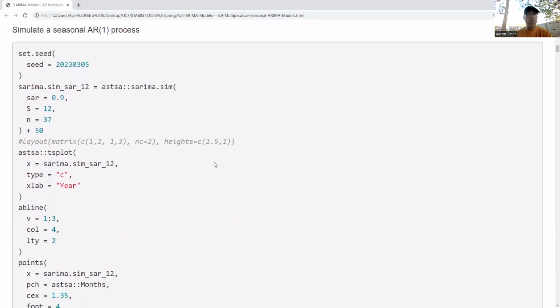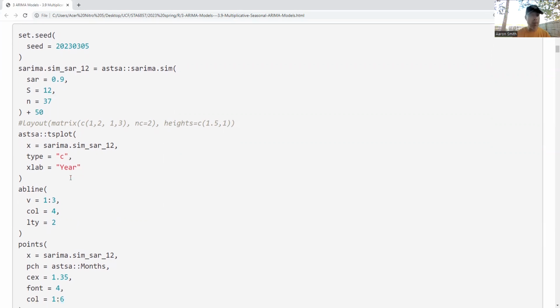All right, so let's go ahead and run a simulation using R to work this out for us. So here, we're going to say 0.9 for the seasonal autoregressive part. Here, I'm saying the seasonal length is 12, and I want 37 as my number of points generated. And then we're going to shift everything by 50 because here we're not going to assume that we have a population mean of 0.